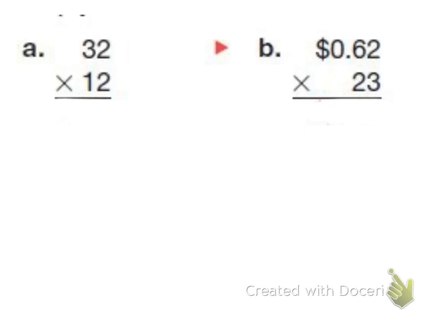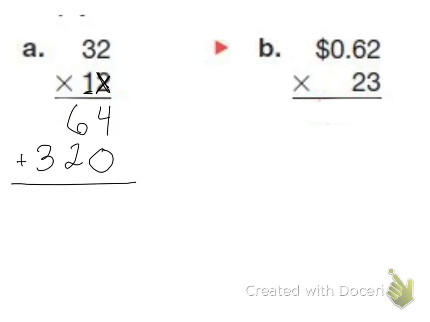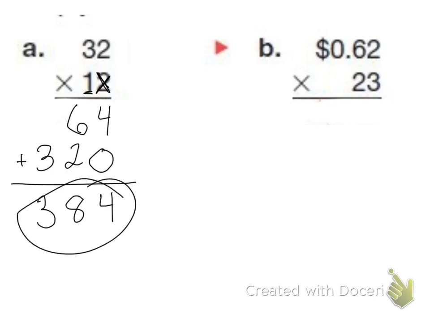Okay, let's solve these problems. So here I have 32 times 12. I'm going to start off and do 2 times 2 is 4. And then 2 times 3 is 6. I cross off the 2 and put a 0 down here. Then I multiply by the tens place. So 1 times 2 is 2, and 1 times 3 is 3. Add these together. 4 plus 0 is 4, 6 plus 2 is 8, 3 plus nothing is 3. So my answer is 384.